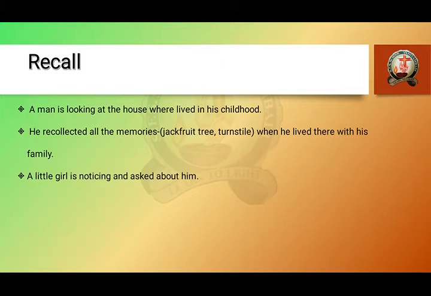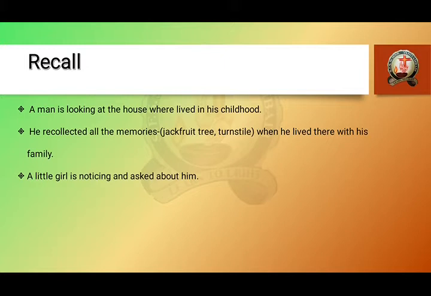And when he is recollecting, a little girl is noticing this and asked about him. The little girl is currently living in this house. What do you guys do when someone keeps on looking at our house, any third person? You'll inform your parents, and your parents will go and inquire them, right? But see here, this girl is very brave.